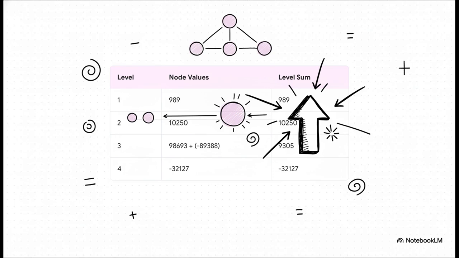Level 1 is 989. Level 2 is just that one big node, 10,250. Level 3 adds up to 9,305. And level 4 is way down at -32,127. So if you compare all those, who's the winner? It's level 2 again with that big sum of 10,250.